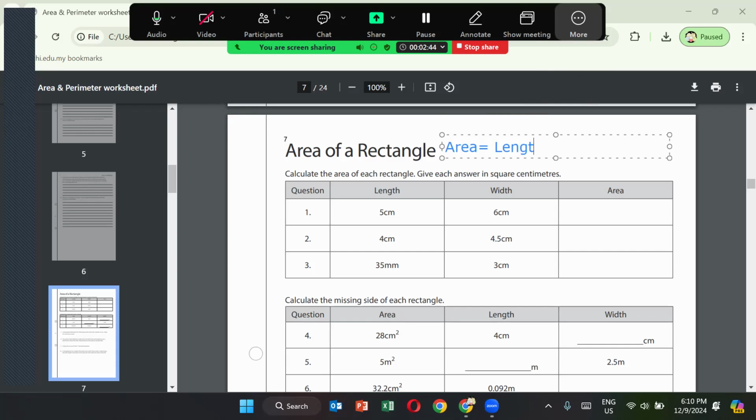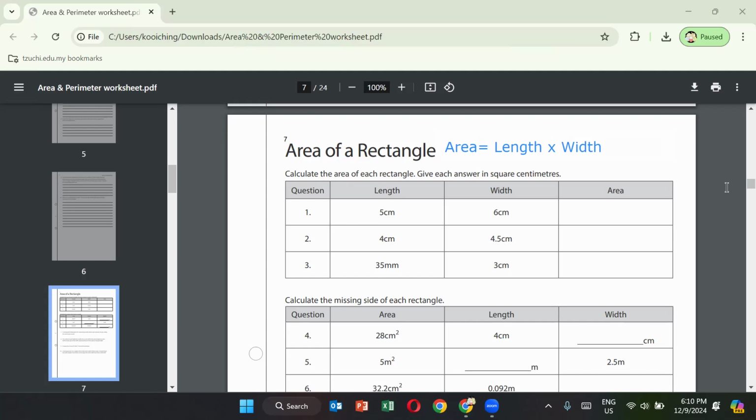the length times the width. So for the first question, the length is 5 cm and the width is 6 cm. So to find the area, we will be multiplying the length and the width. So 5 times 6 will be equal to 30 cm square.